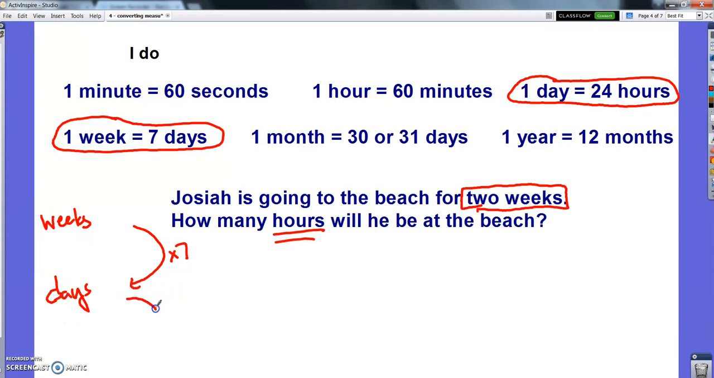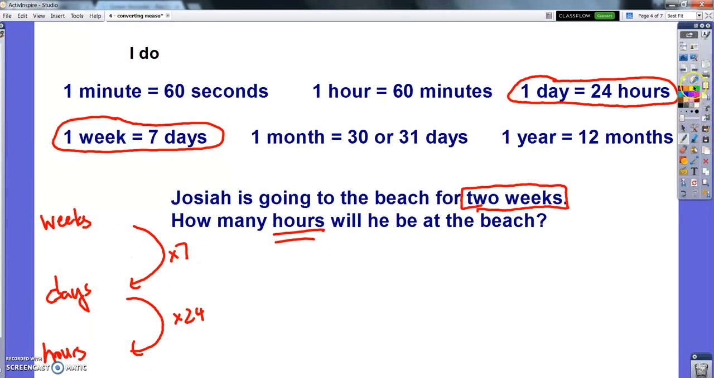And then days times 24 is going to show me how many hours. There are 7 days in a week, and there are 24 hours in a day. So I'm going to have to do 2 conversions here. So he's going for 2 weeks, and I'm going to work my way down my chart. So the first thing I have to do is 2 times 7. That I can do in my head. He'll be at the beach for 14 days.